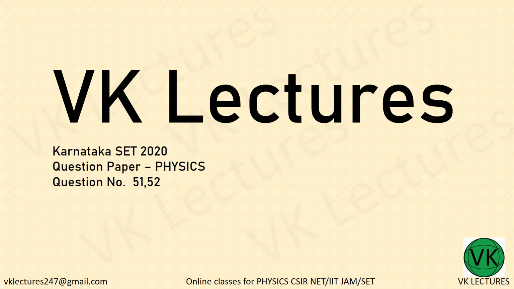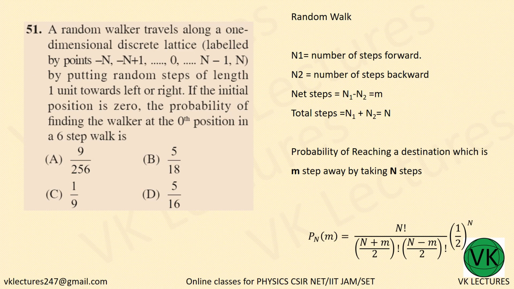In this lecture, a random walker travels along a one-dimensional discrete lattice, from minus n plus 1 up to 0 and again up to n, taking random steps of length 1 unit. So from 0 to 1, it is 1 unit, towards left or right. The random walker has two possibilities, either left or right, forward or backward.